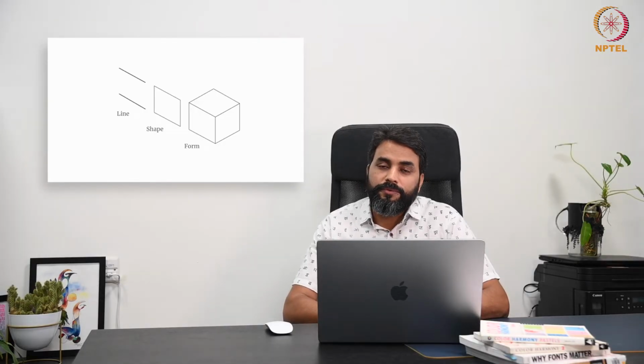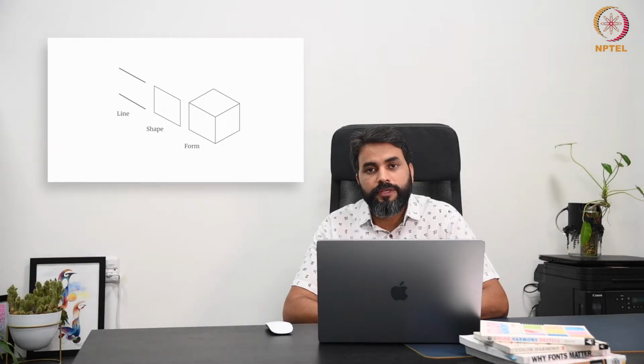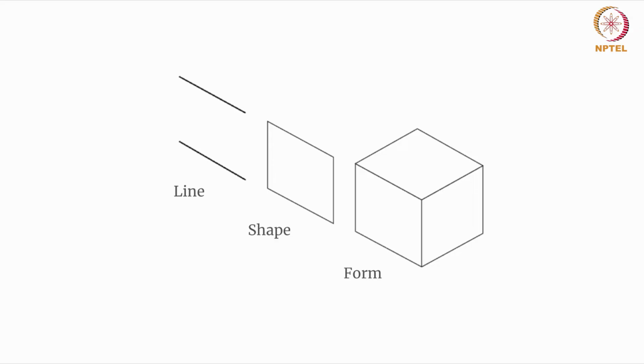If you remember, we saw lines and discussed how lines connect and make shapes, right? So when more than two lines come together, they create an enclosed area which is referred to as shape. Now when you bring these shapes together, it will result in form.